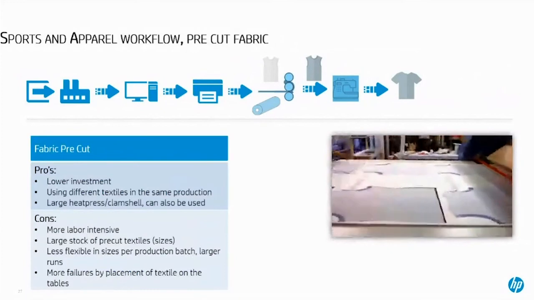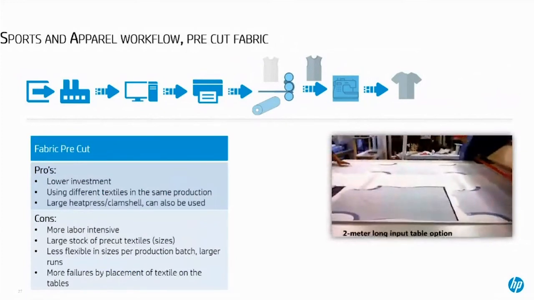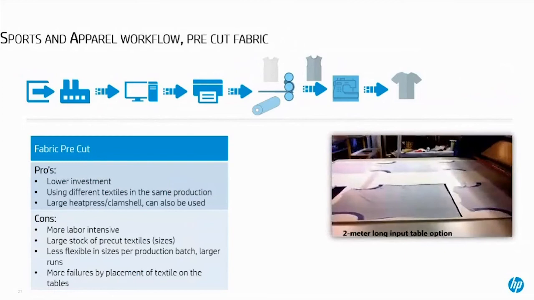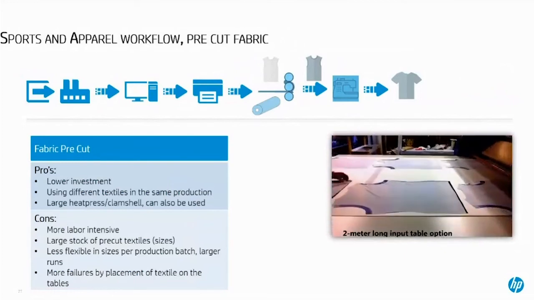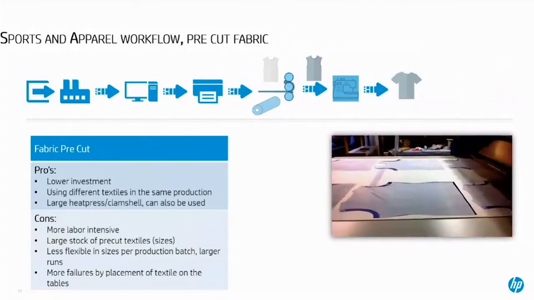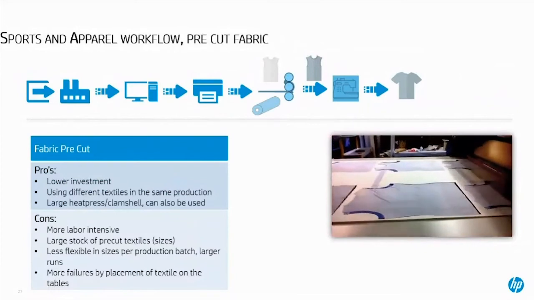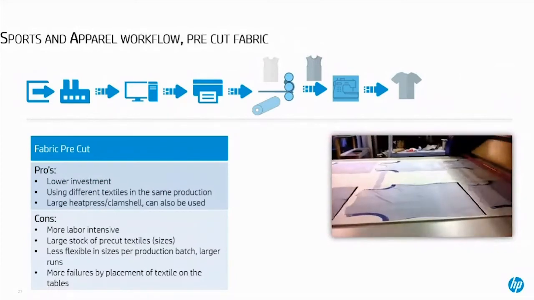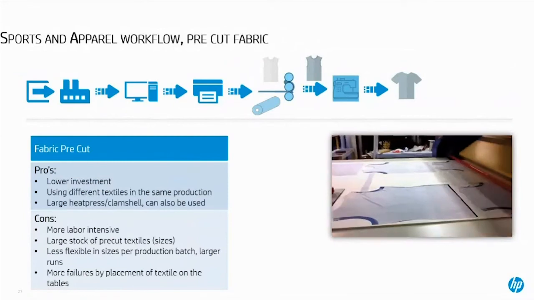So what are some of the pros and cons of this? Well, it's a lower investment. You can actually use different textiles even in the same production run. A large heat press or a clamshell can also be used for this to save on cost. You don't have to run this roll to roll.